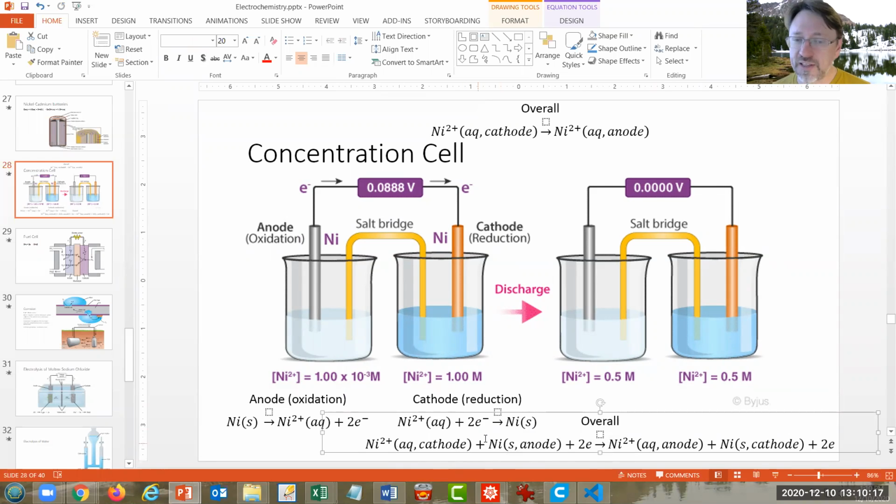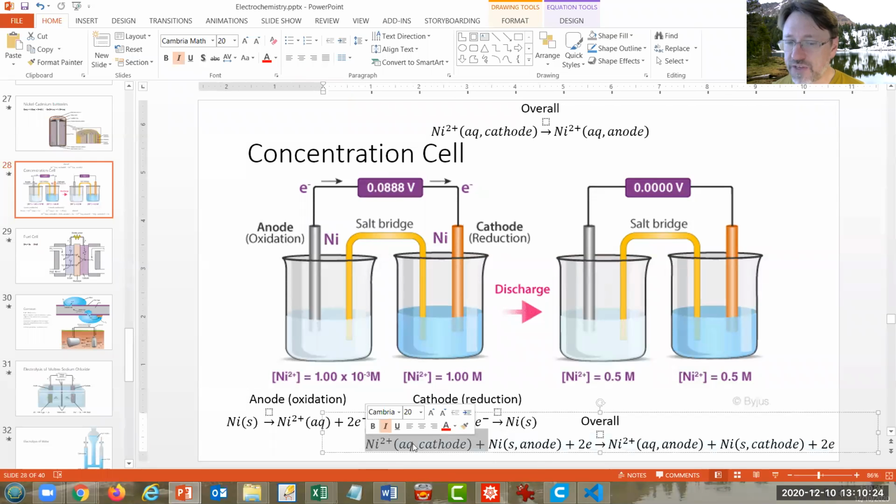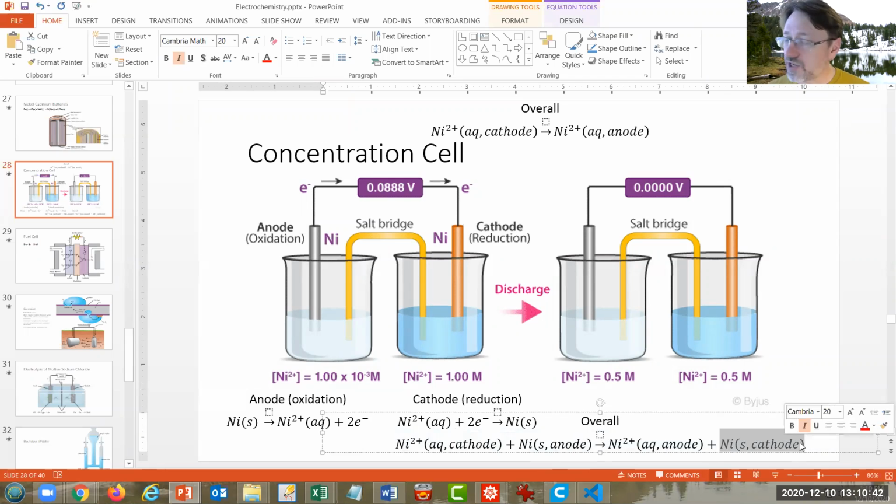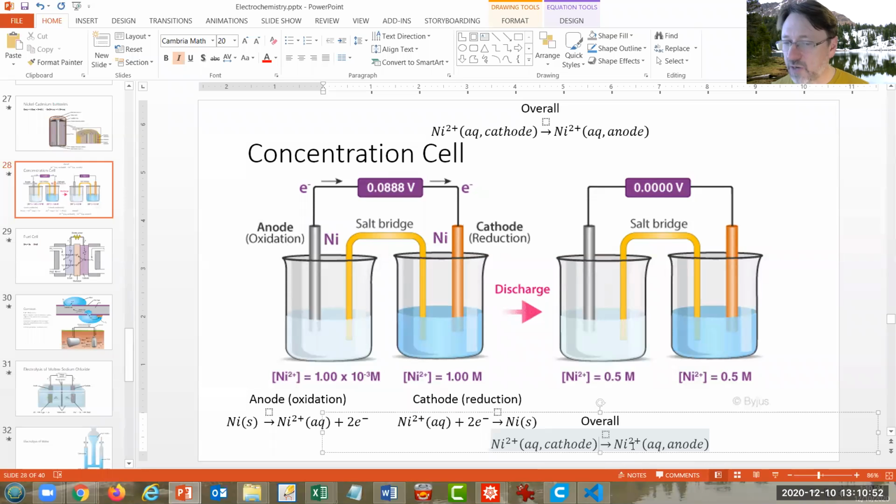Except that when we are dealing with a concentration cell, the concentration of this on this side is different from the concentration of this on the other side. So this part cancels, the electrons cancel, because those get transferred across the salt bridge. No, across the wire. The solids don't factor into Q, the reaction quotient, so we can get rid of those. But we have to leave the anode aqueous concentration of nickel 2+ and the cathode aqueous concentration of Ni2+. And so when we write the reaction quotient for this, it's going to be this concentration at the anode divided by this concentration at the cathode.